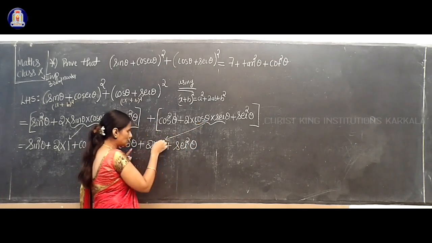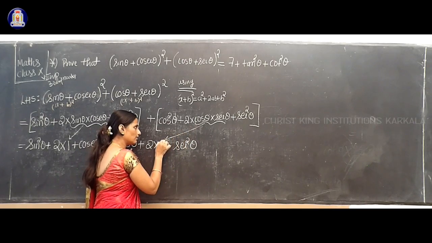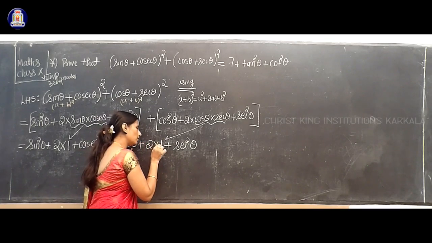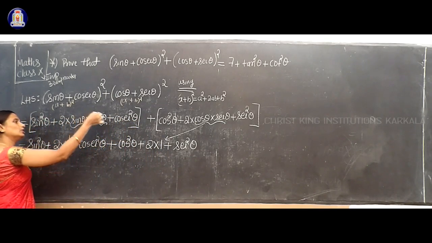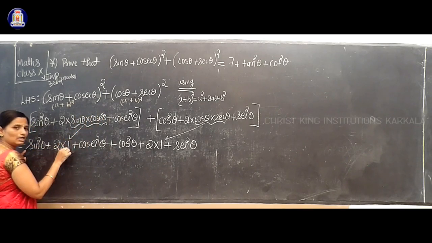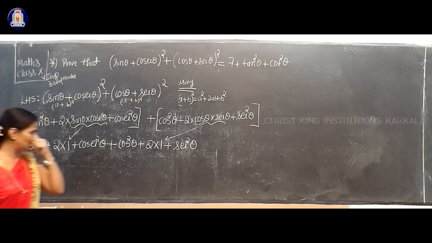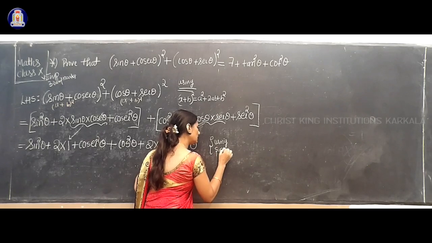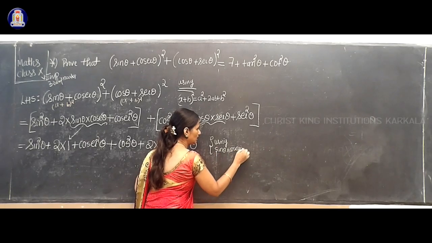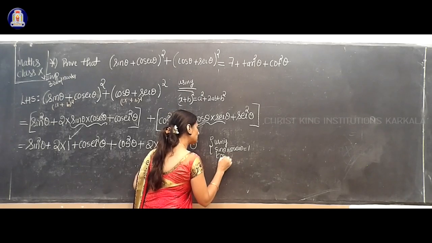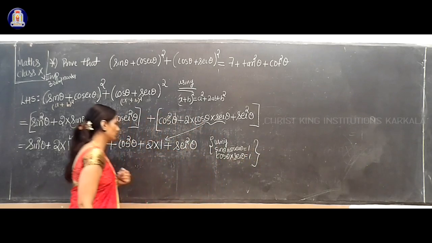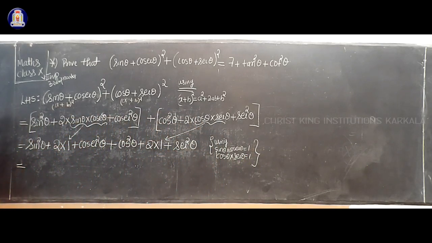In the exam, don't put this arrow mark and all. This is for your reference. So cos theta into secant theta I changed as equal to 1 from your formula list, and sin theta into cosecant theta is equal to 1. This is using the formula. Now, can you write any identity here?